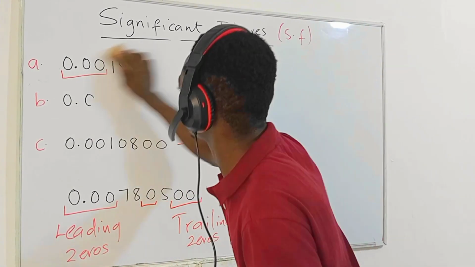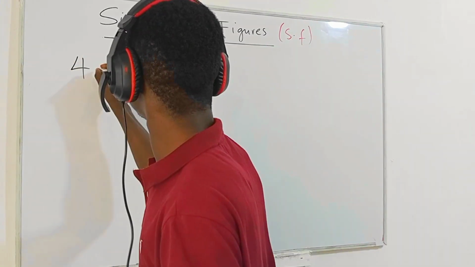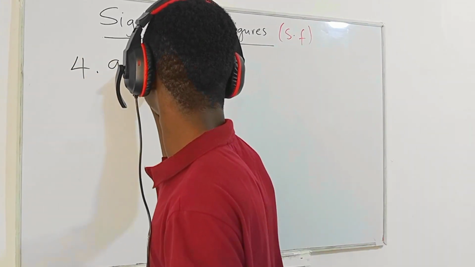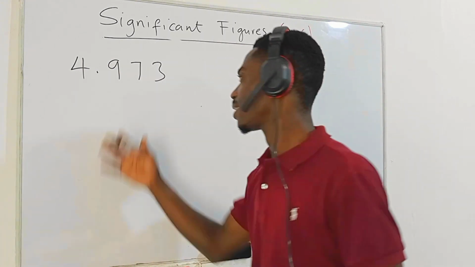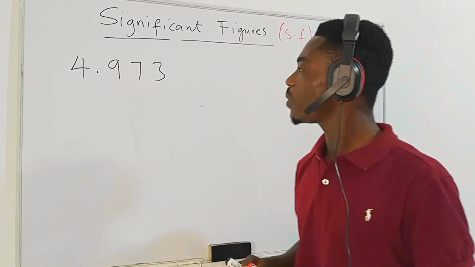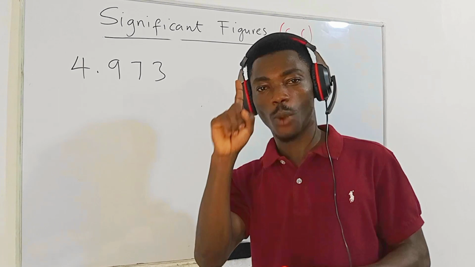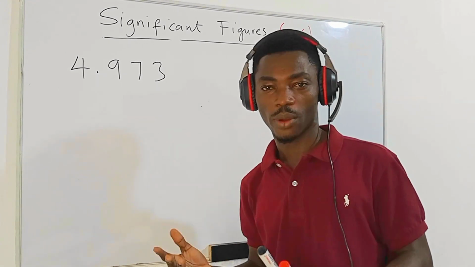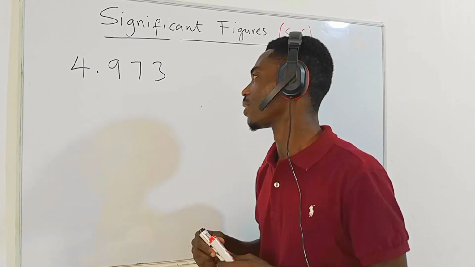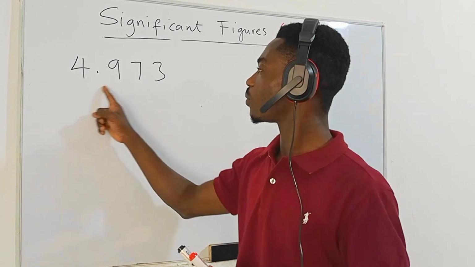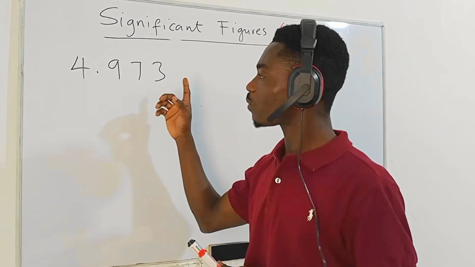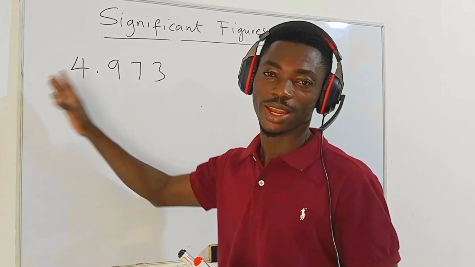So I'll get rid of this quickly. Let's say we have 4.973, number like this. And maybe we want to leave this one in just one significant figure. How are we going to do it? Let's consider the question. So to leave this one in one significant figure, of course, we have to start counting from left to right.